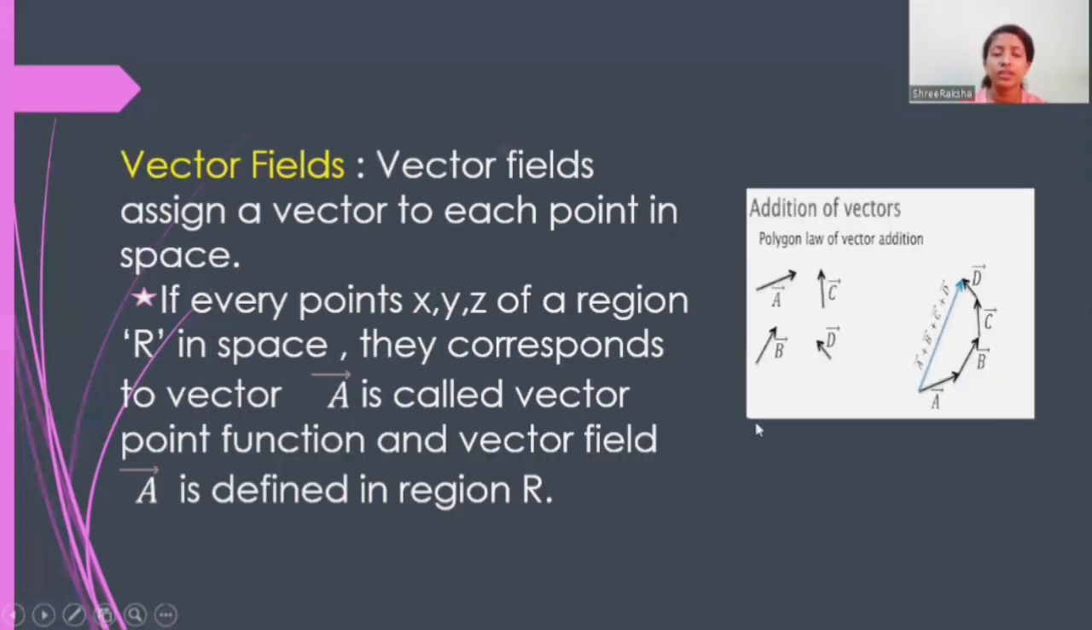Next one is vector fields. Vector fields assign a vector to each point in space. For example, if every point x, y, z of a region R in a space corresponds to a vector A, then A is called a vector point function and vector field A is defined in region R.